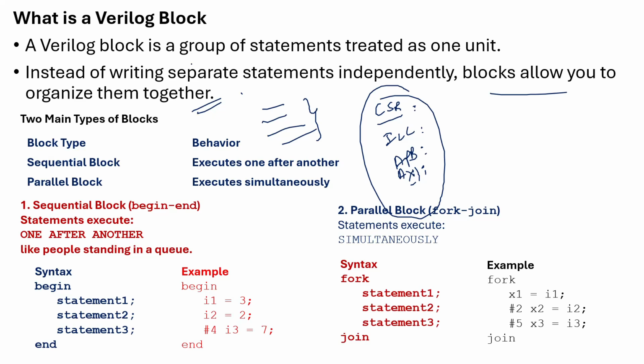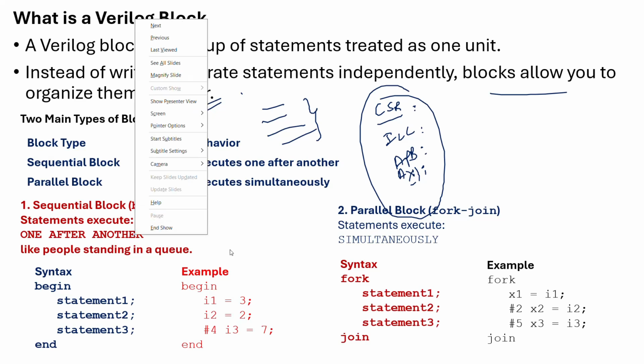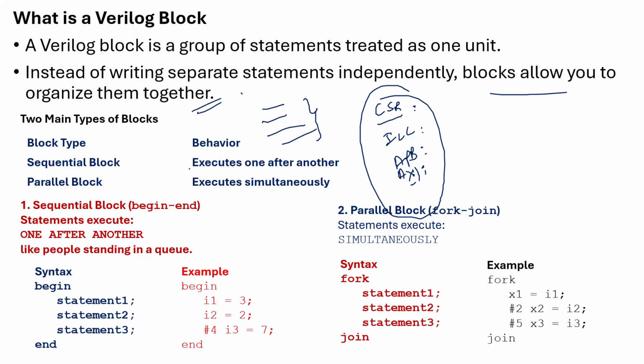I told you, sequential executes one statement after another. One statement is executed, after that another statement is executed. Parallel block means execute simultaneously. In between the begin and end, all the statements are executed sequentially, and in between the fork and join, all the statements are executed at t equal to 0 only. At time t equal to 0 only it is executed, but depending upon their delay, it will execute at their delay time.